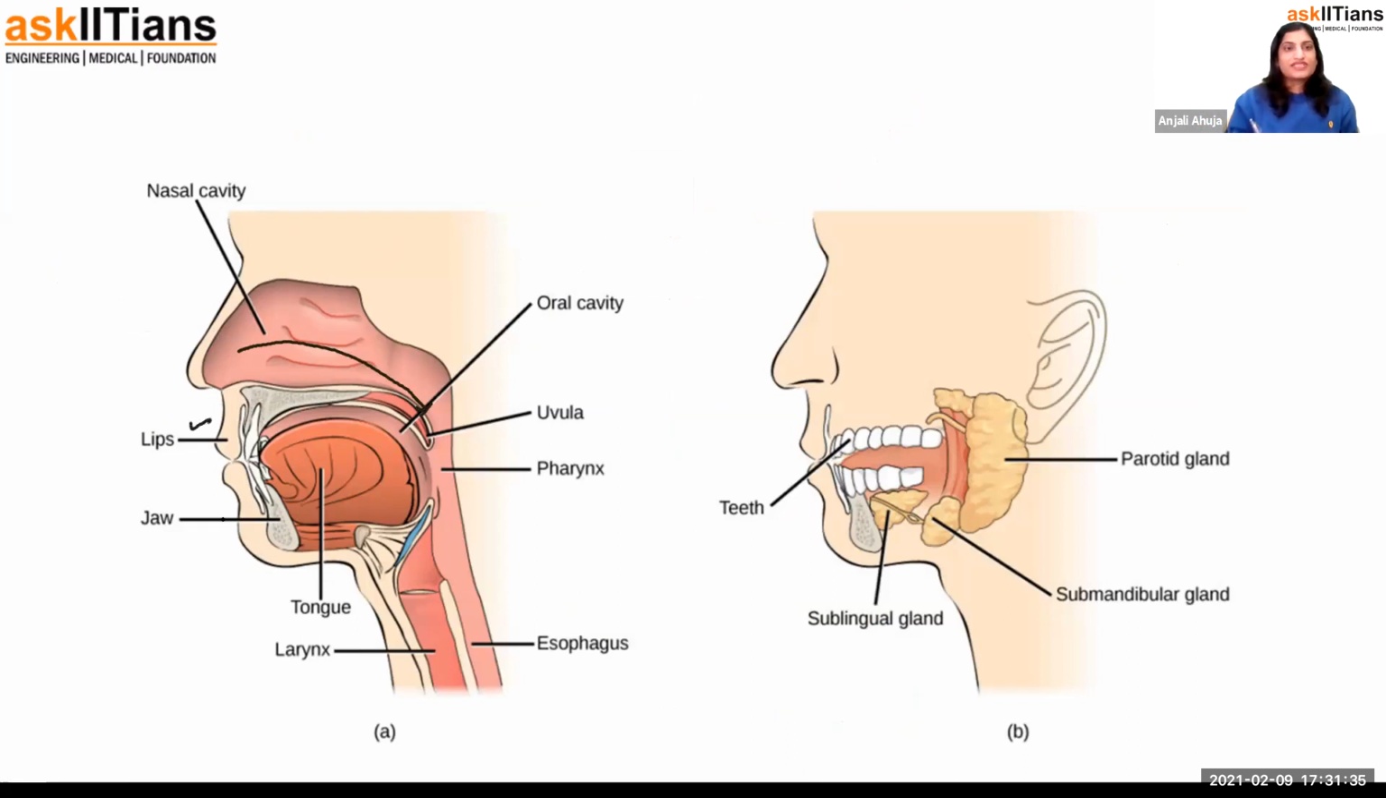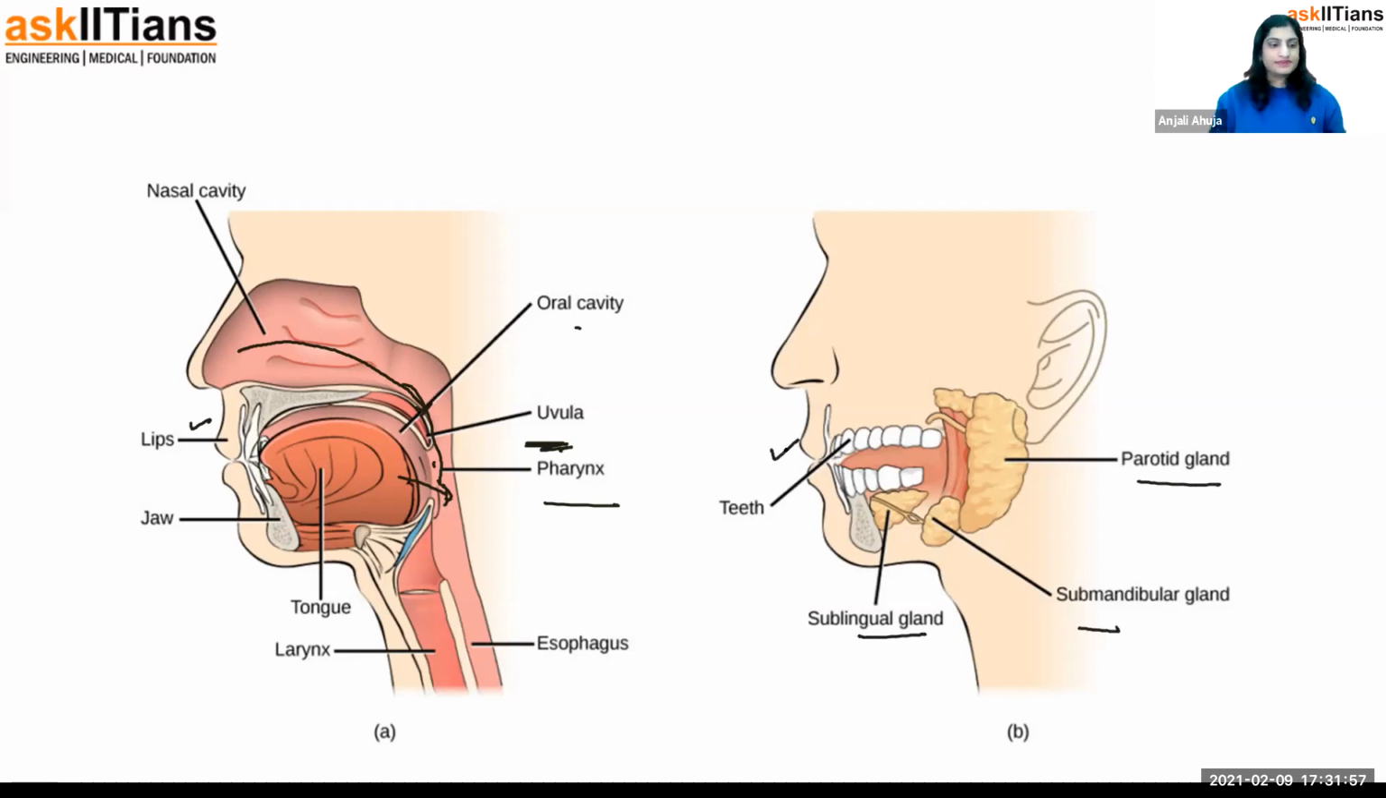So these are the lips. This is the jaw, upper and lower jaw. And this is the oral cavity. This is the uvula. Pharynx, I'll explain later, but that's the pharynx, where the nose and this one meet. This is the tongue. And these are the glands: parotid glands, submandibular and sublingual.